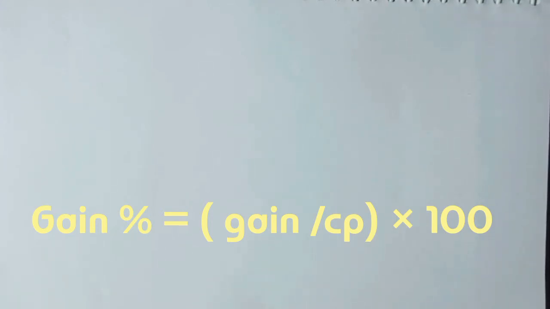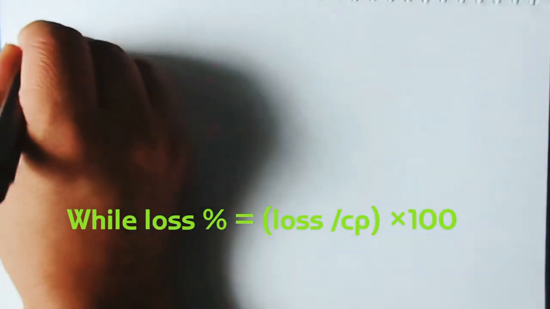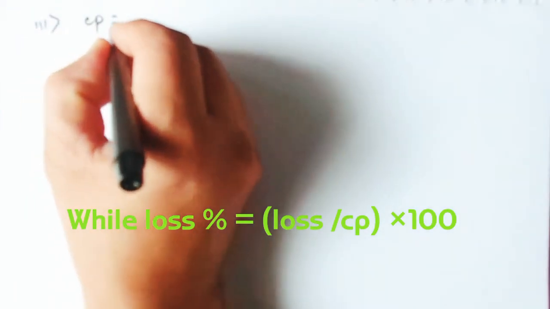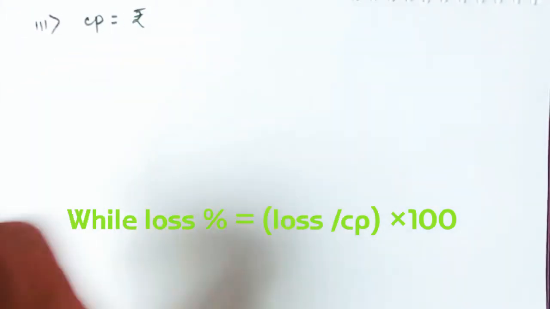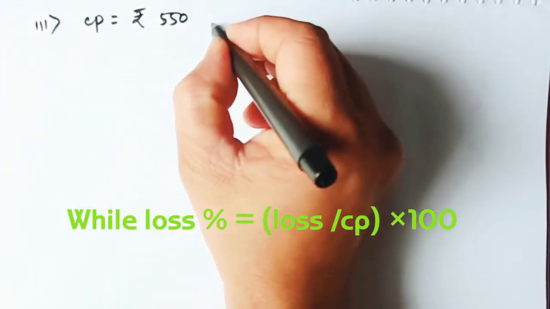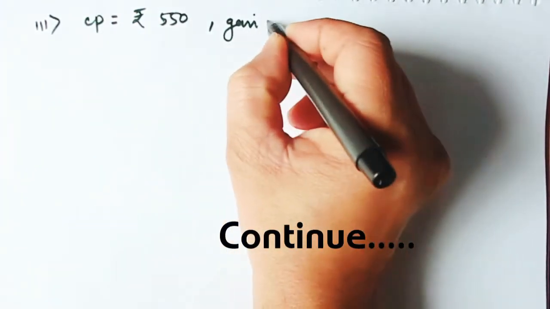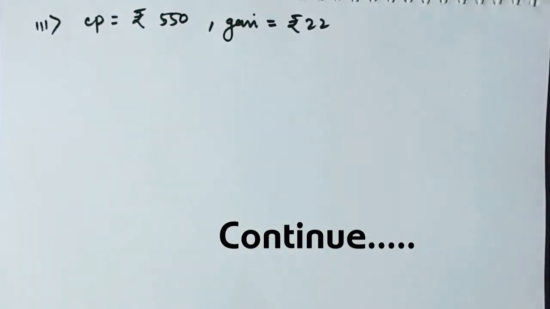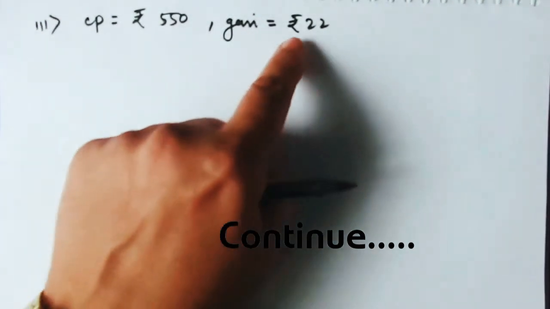What do we have? So in number 3 we have the same thing. In number 3 we have the cost price as rupees 550, and gain is equal to rupees 22. So here they have given you cost price and gain. Try to understand, my dear. What they have given you? They have given you cost price and gain.